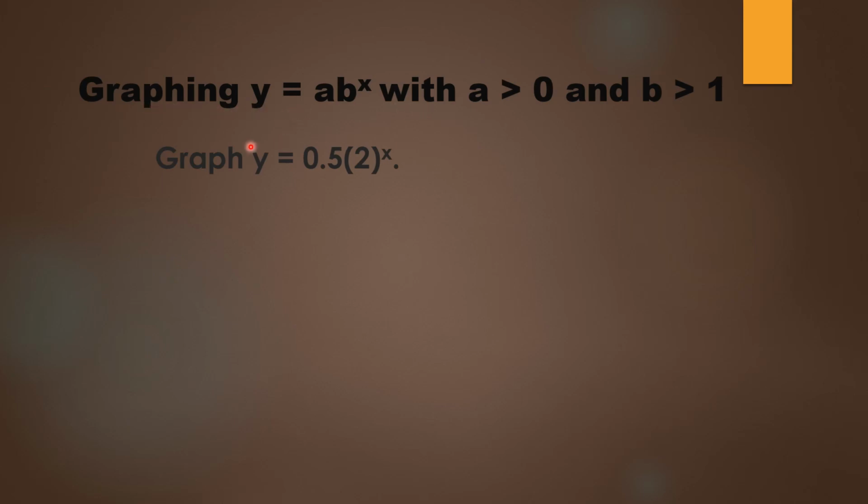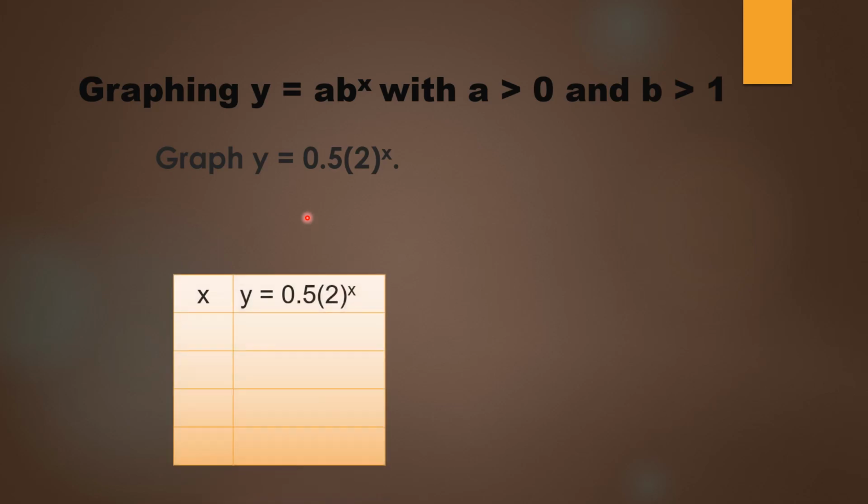Graphing exponential function. For example, graph y equals 0.5 times 2 to the power of x. First of all, we have to make a table to find the values of x and y, which I use to graph this exponential function. We are going to start with 0 in x. Substitute x by 0, then 2 to the power of 0 is 1. 1 times 0.5 equals 0.5. Then you choose any number before 0, for example -1. Substitute x by -1, then 2 to the power of -1 is half. Half times 0.5 is 0.25 or a quarter.